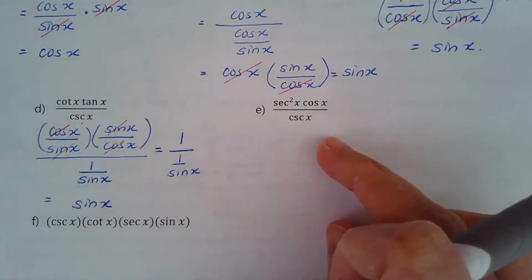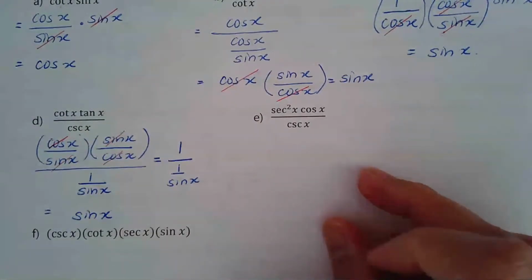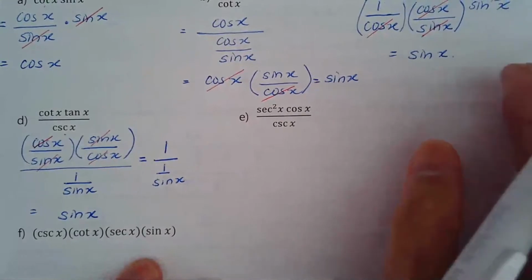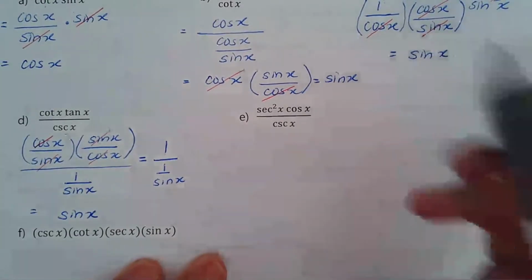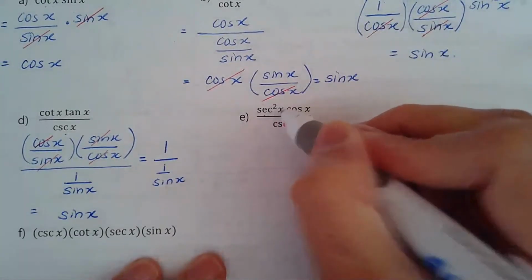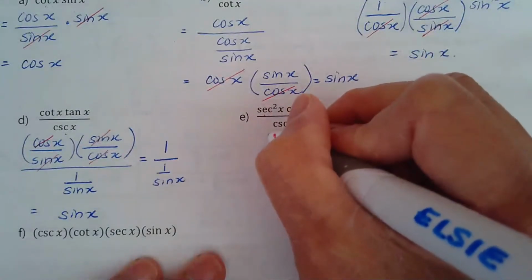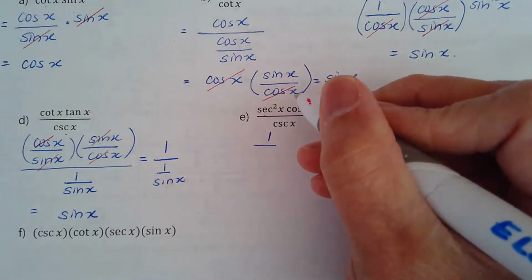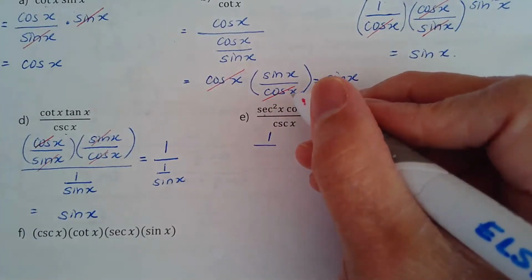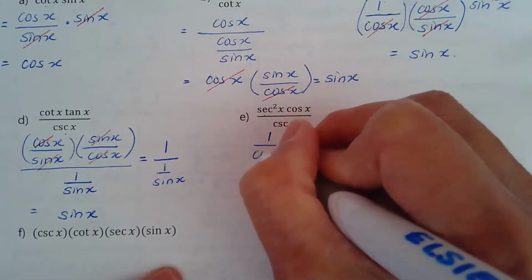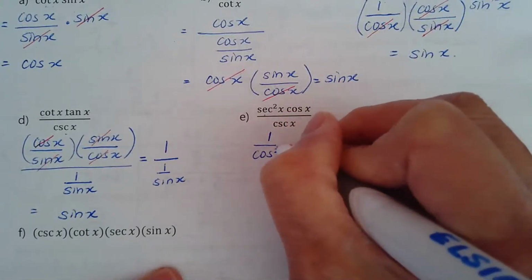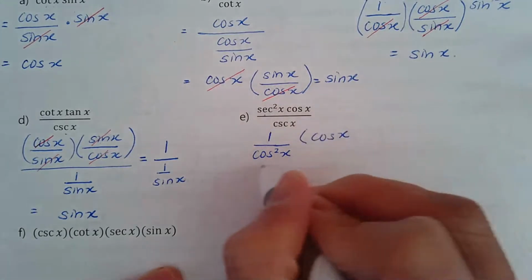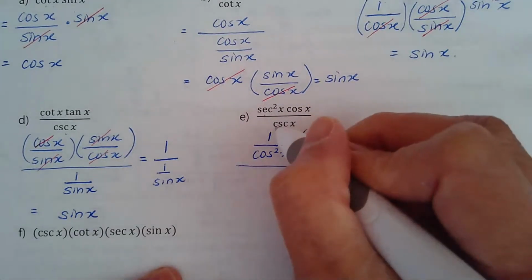And then letter E. What does all of this mess clean up to? Let's see. Secant squared of x, that's the same thing as 1 over, because remember secant is the reciprocal of cos. So that's going to be 1 over cos squared of x times cos of x divided by cosecant of x.